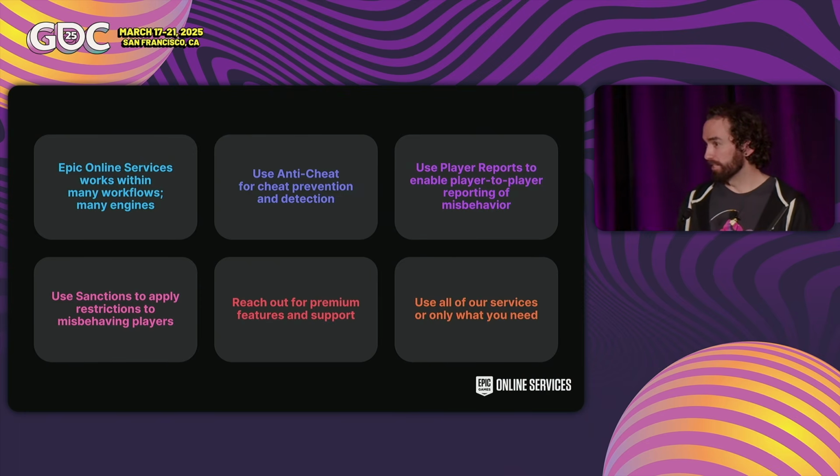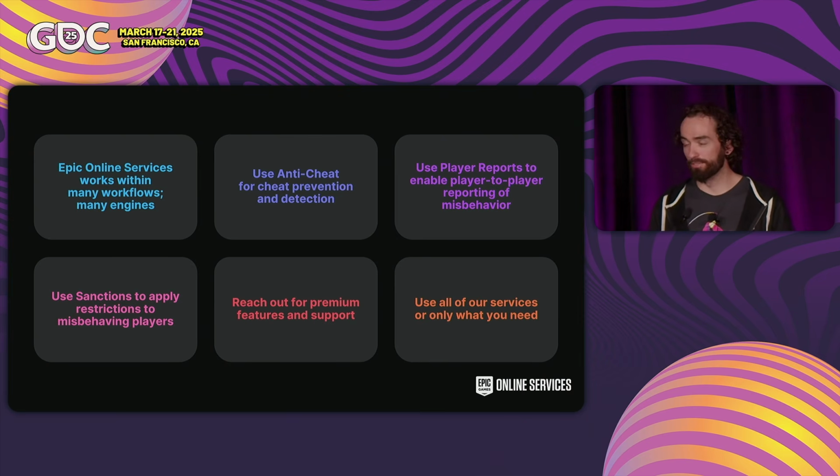This brings us to the end of our talk. Let's do a quick recap, because I know I've shared a lot of information with you all today. EOS is engine agnostic and works with many workflows. The services are designed a la carte. For moderation, we recommend using anti-cheat, player reports, and sanctions together. Anti-cheat provides cheat prevention and cheat detection in online play. Sanctions and appeals enable you to impose and lift sanctions on players in online multiplayer. And player reports enable your players to report other players negatively impacting their experience.